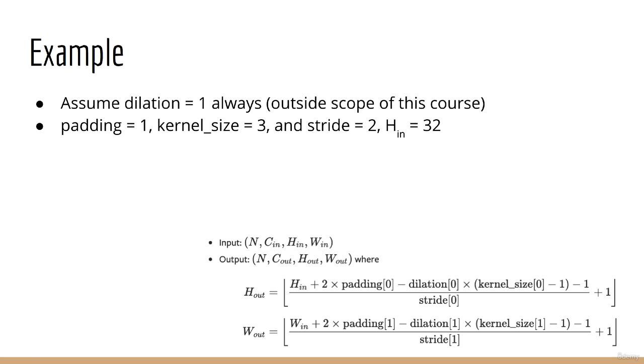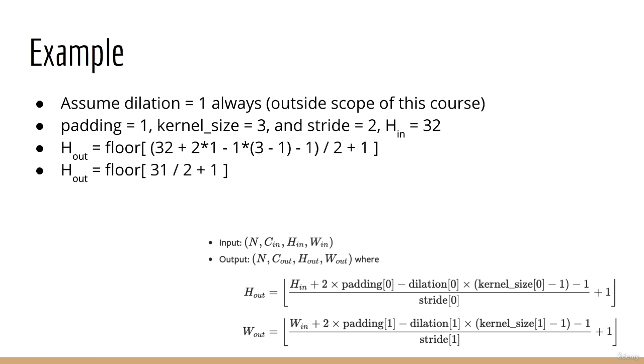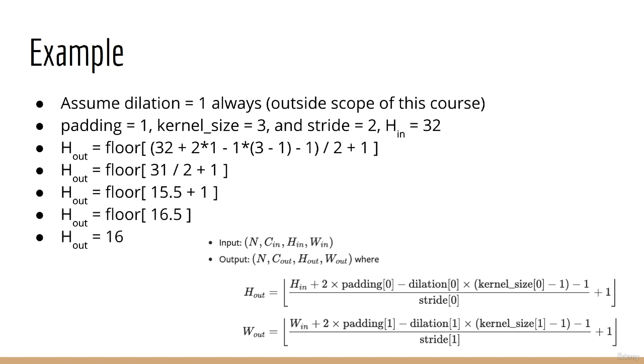If we plug these values into our formula, we get 32 plus 2 times 1, minus 1 times 3 minus 1, minus 1, all divided by 2. Then we plus 1, and then take the floor. So that gives us 31 over 2 plus 1, which is 15.5 plus 1, which is 16.5. Then we take the floor of 16.5, and we get 16. So h out equals 16.